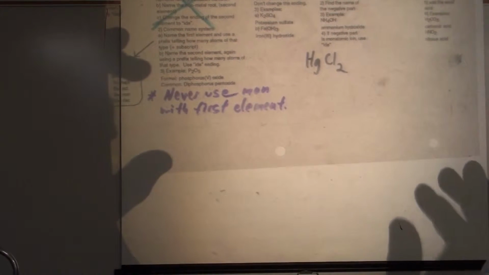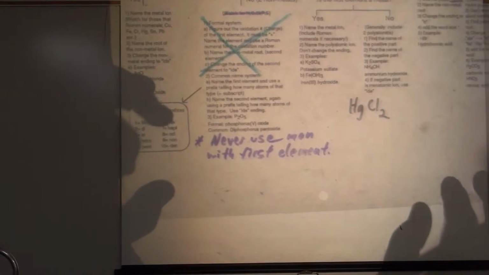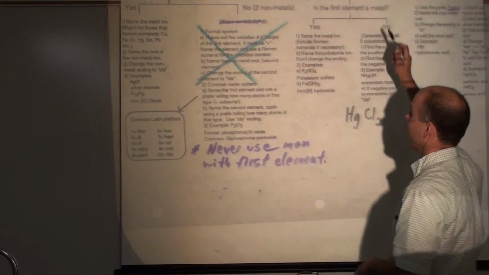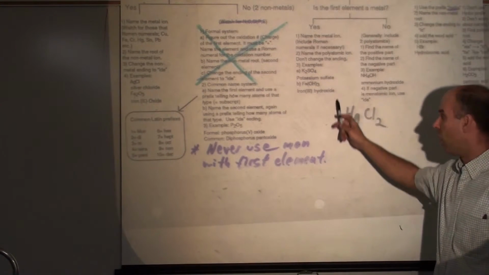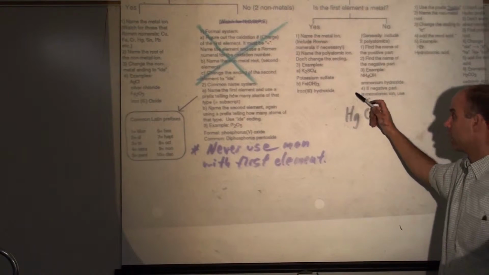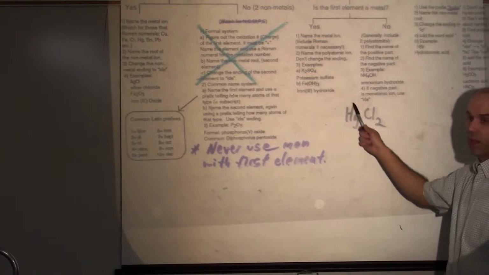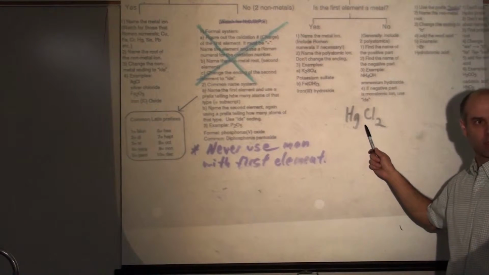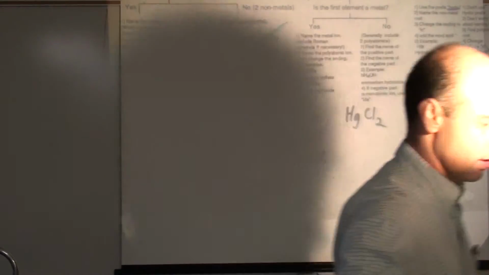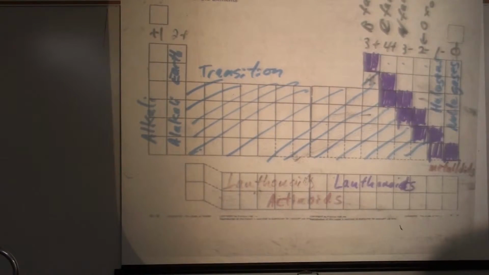HgCl2. So, does the formula start with hydrogen? No. Okay? That's an H, but that's not hydrogen, that's mercury. How many capital letters? Two. Is the first element a metal? Yes. Remember, how do we know it's a metal? Left of the staircase. So mercury is to the left of the staircase.